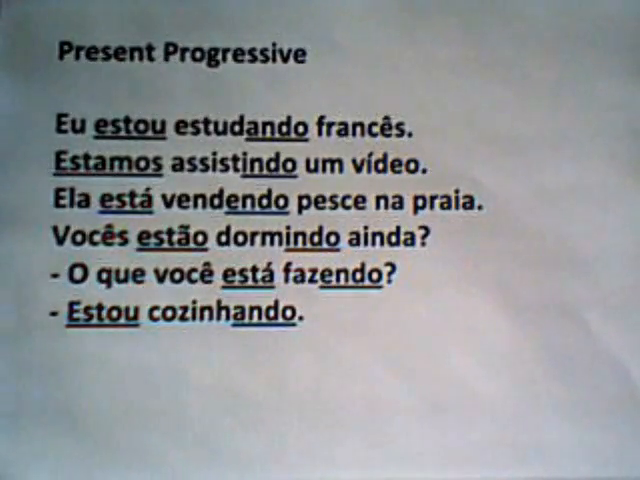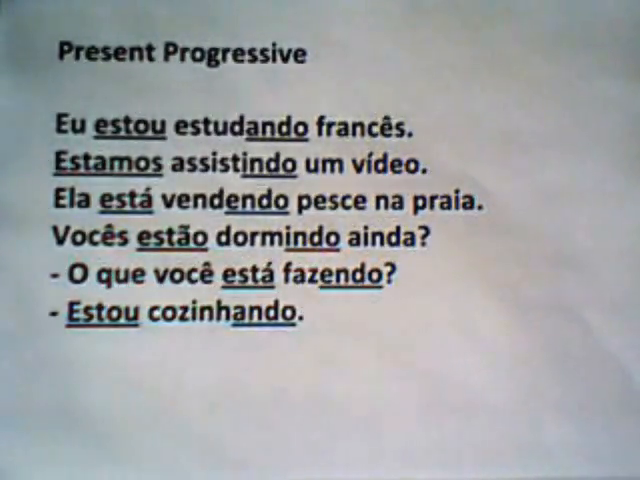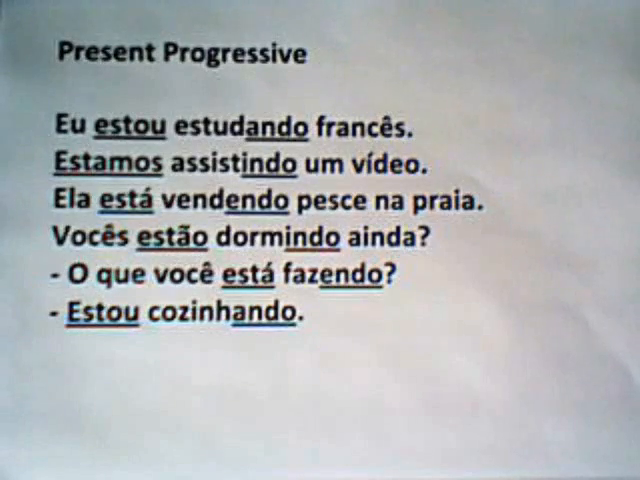So, here are some examples of how the present progressive is formed and used in Brazilian Portuguese. Examples. Eu estou estudando francês. I am studying French. It could mean right now or currently. Estamos assistindo vídeo. We are watching a video. Right at this moment, we are watching a video. Ela está vendendo peixe na praia. She is selling fish at the beach as we speak.